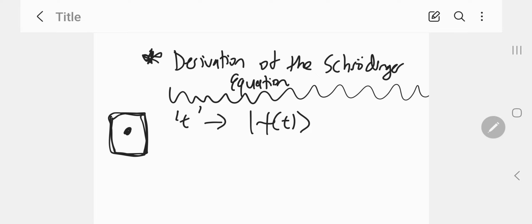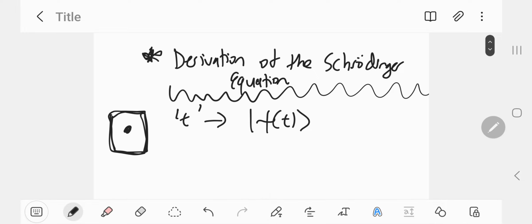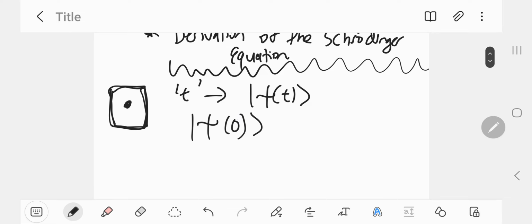And we can take the initial time, let's call it psi naught, I should say psi. So this is the state of the quantum system at the initial time t equals 0. Put in 0 for t, and some later time psi of t, right?